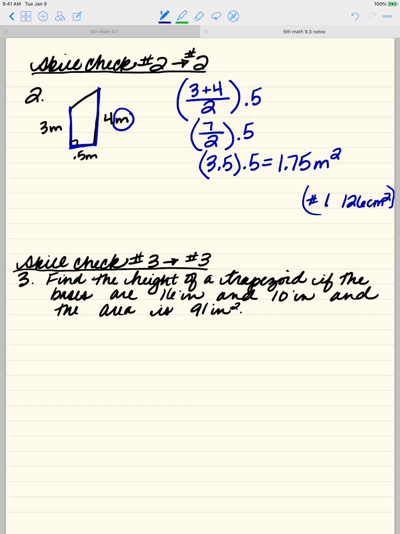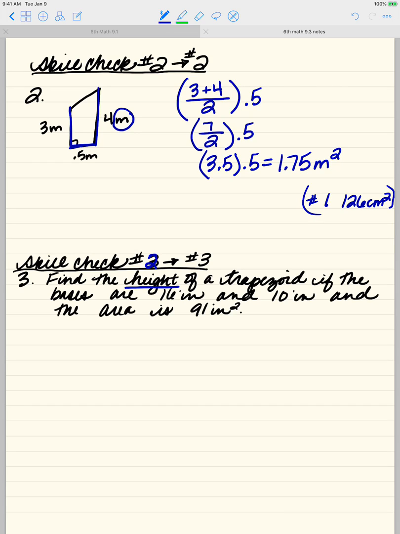Moving on to number 3. I don't know why this says skill check number 3. That should say we're still in box skill check number 2. Sorry about that. But we're going to do number 3 in box skill check number 2. It says find the height of a trapezoid if the bases are 16 and 10 inches and the area is 91 inches squared, okay? So let's plug in what we have.